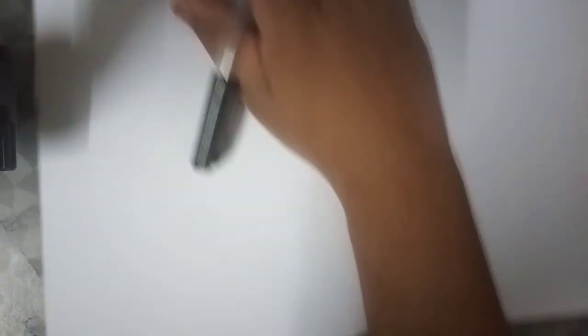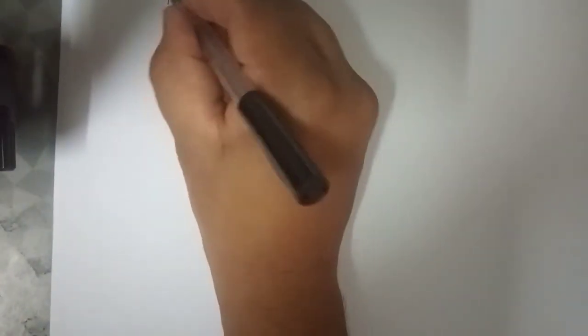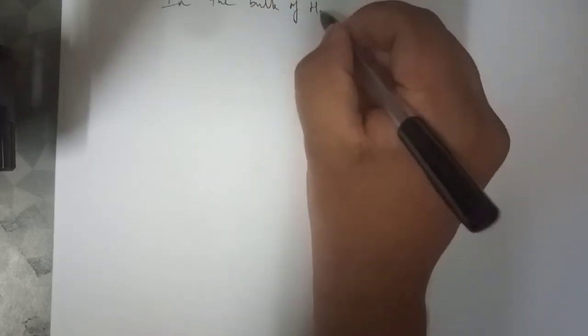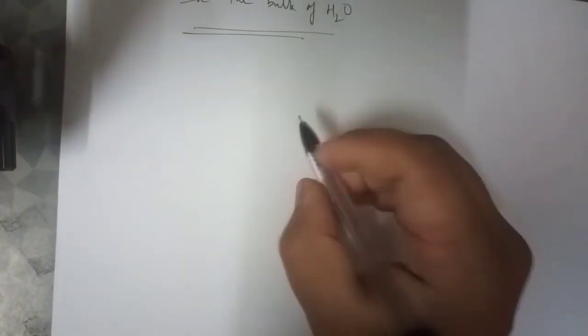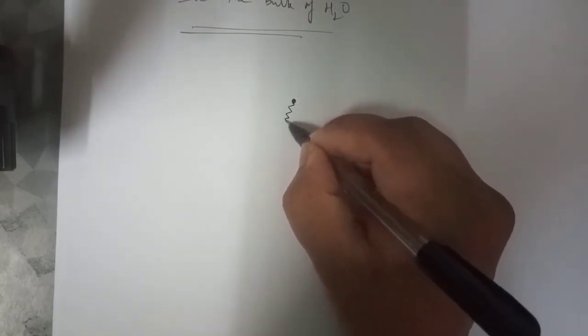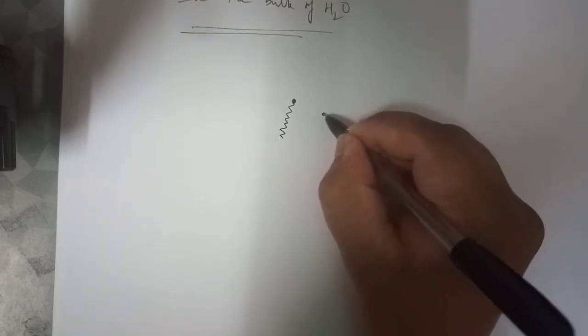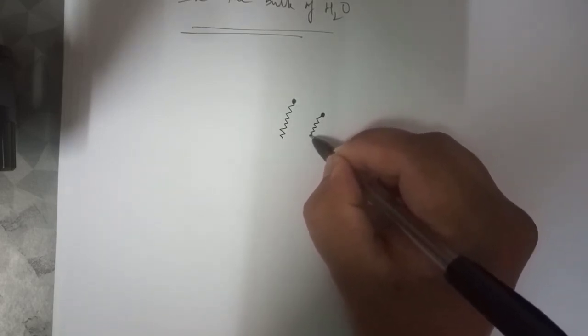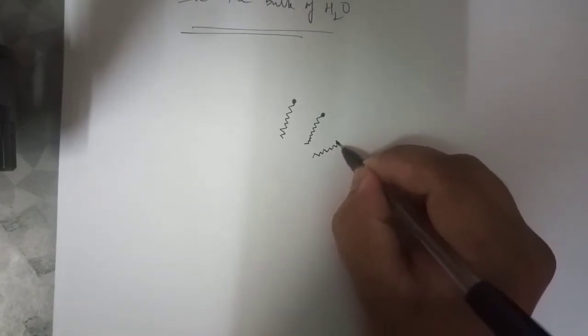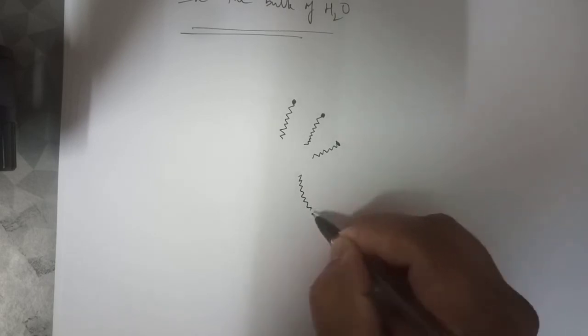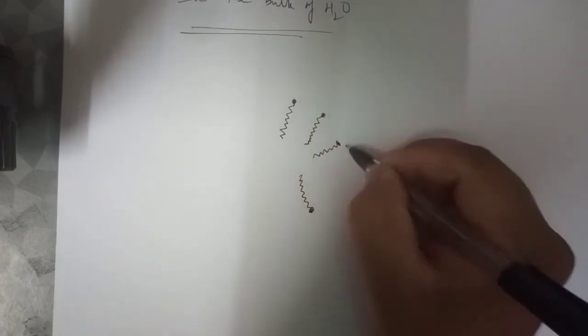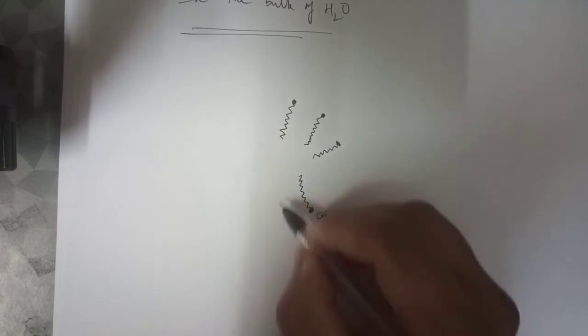Suppose I have the bulk of water. What happens in the bulk of water? In the bulk, all the head parts will be attracted towards one side, and the hydrophobic parts will be on the other side. So like this, see, this head part is nothing but COO minus.